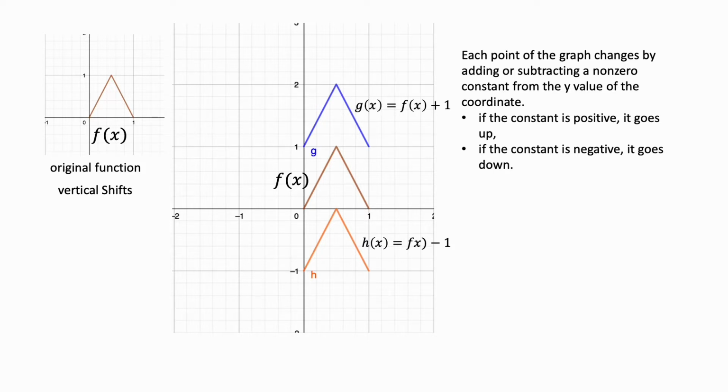Where if you subtract 1, you're subtracting 1 from the y coordinate, so the whole thing is moving down. That's how you get vertical shifts, is that you're changing the y value of each coordinate.